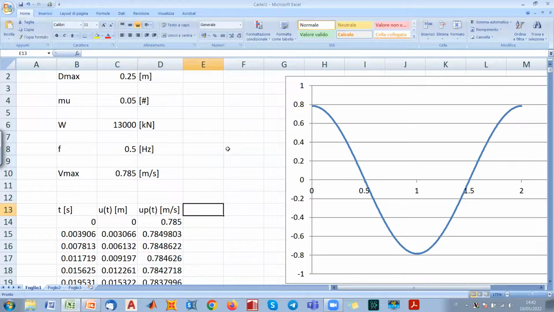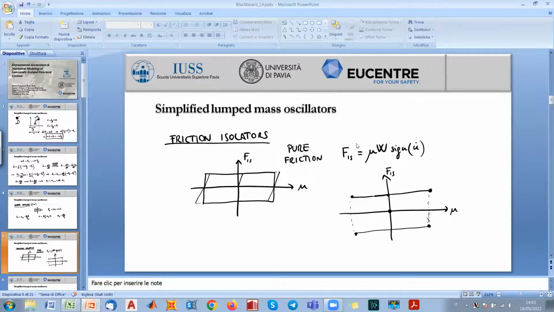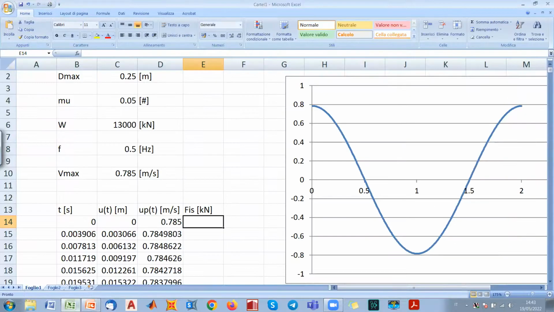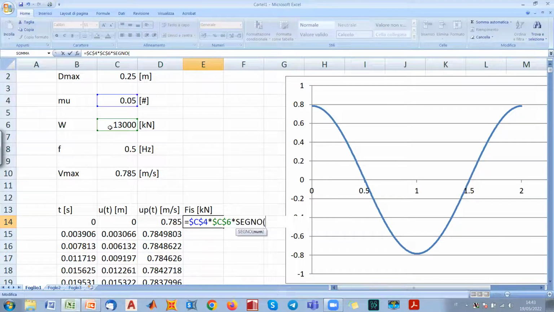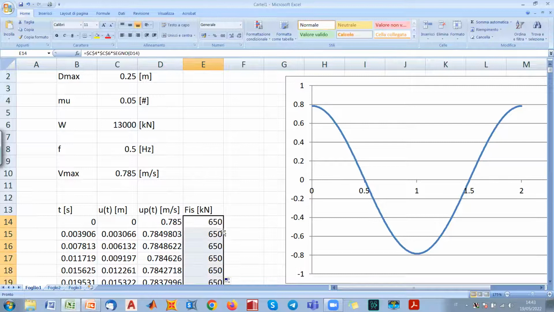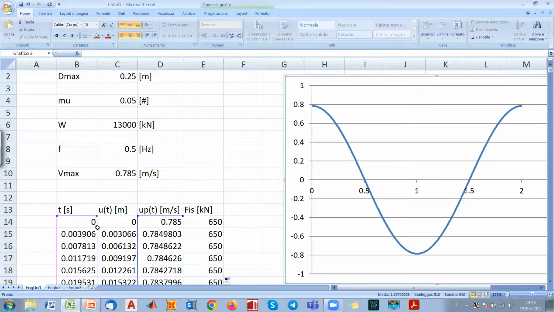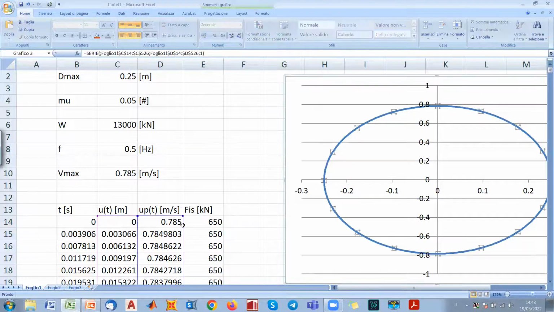So now let's start. We want to simulate the frictional response. So F isolation in terms of kilonewtons. So let's try to apply what we have seen here. So the Coulomb definition for the frictional response. Okay, so we have just coefficient of friction times structural weight times the sign, which is segno in Italian, of velocity. So for every value along this column. Okay. And that's it. So what we want to consider now is the displacement with respect to the frictional force.